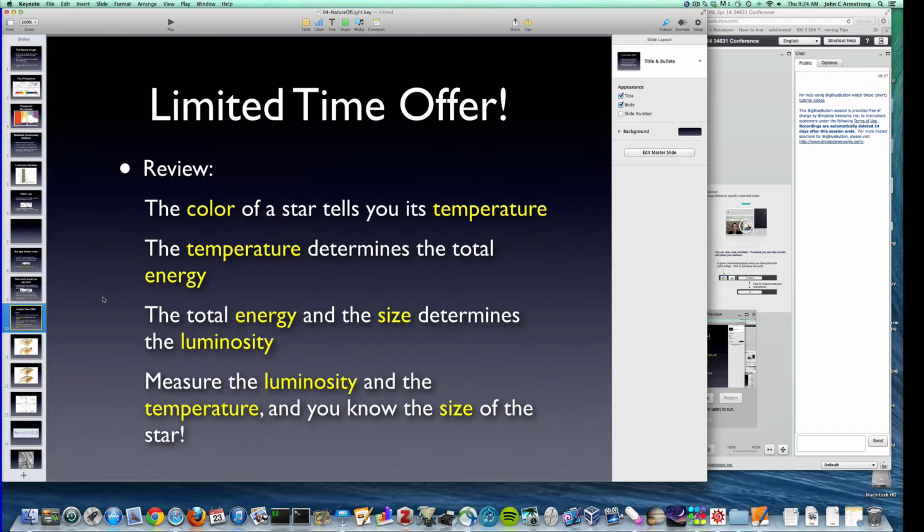Okay, so just to review that, the color tells you the temperature. The temperature tells you the energy, the flux coming out. The total energy tells you the size, and those together, the total energy and the size, determine the luminosity, so that if you can measure the luminosity and temperature, you can measure the size. It's just a fantastic property of glowing objects. And so I can sit here at my computer with my telescope on the planet Earth and understand the entire universe. It's one of the most powerful things about the science of astronomy, that light lets you do this.